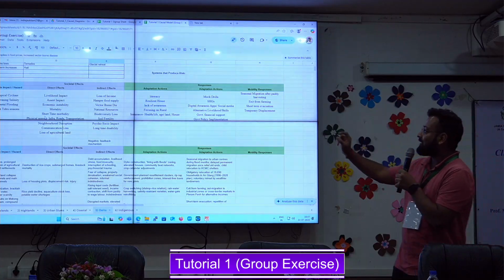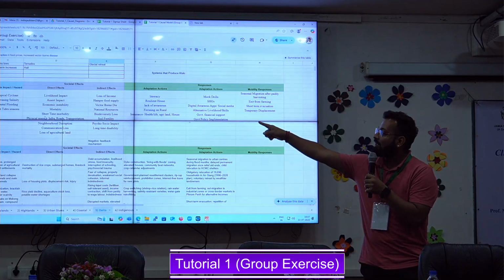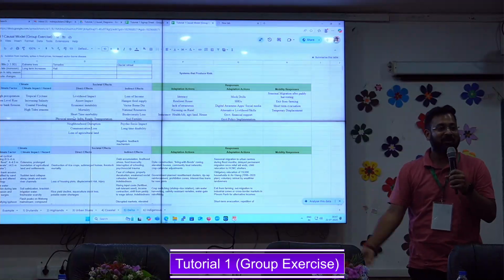I will end with the line that if we take care of the adaptation actions, there will be a negative feedback mechanism on the climate impact. So with this, I conclude. Thank you so much.